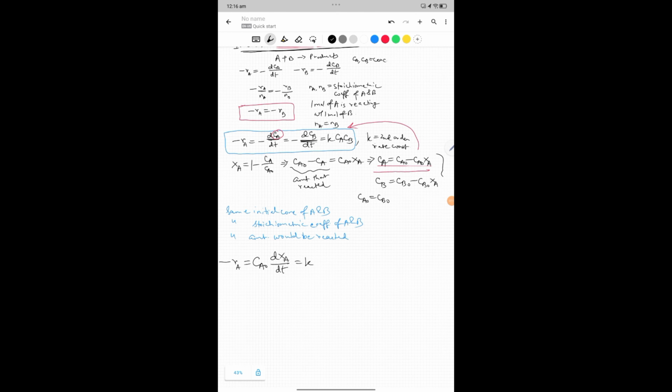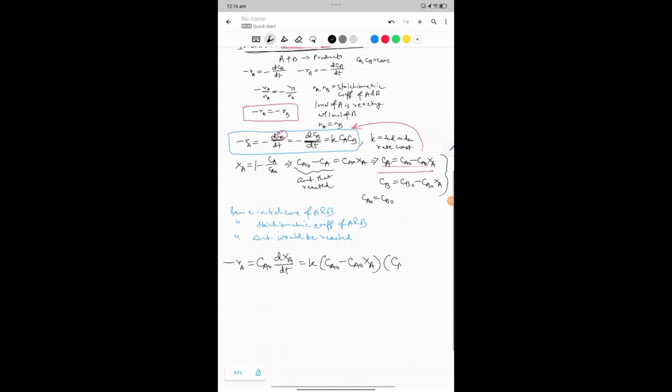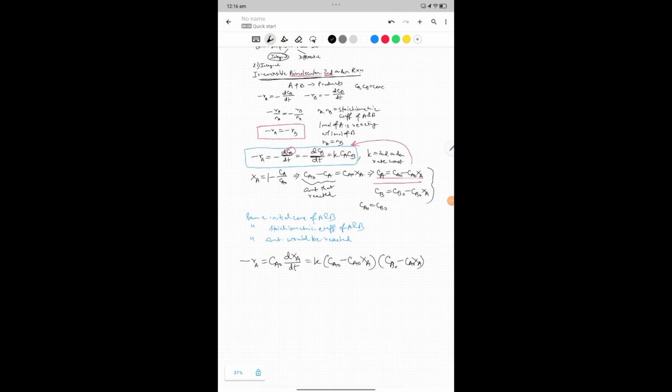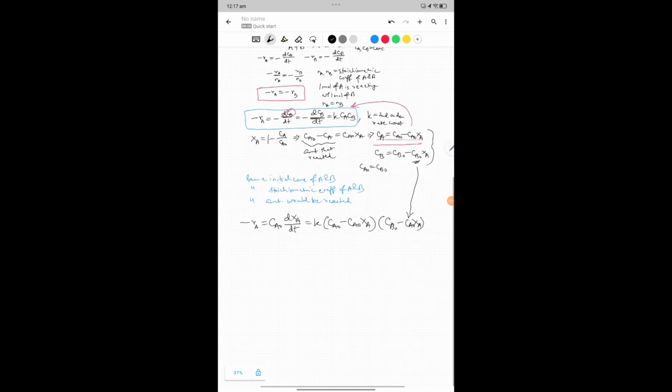Now we will use these two expressions. CA0 minus CA0 XA, we write in place of CA, and for CB we use CB0 over here, but in the second CB0 we write CA0 XA. Okay, so up to this, is it clear? This CB0 we have changed it to CA.